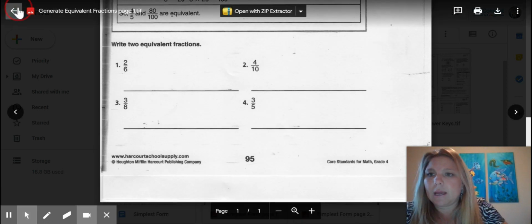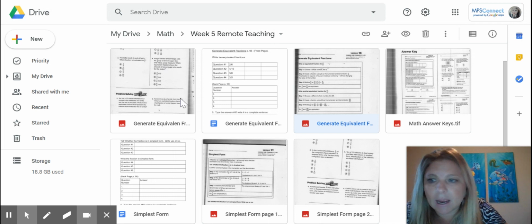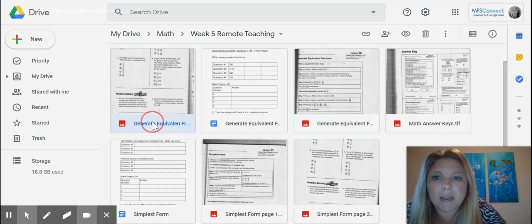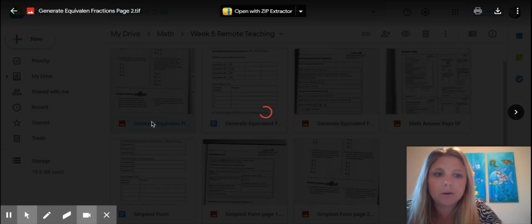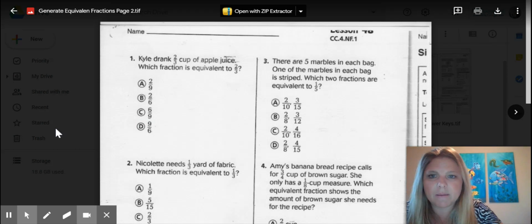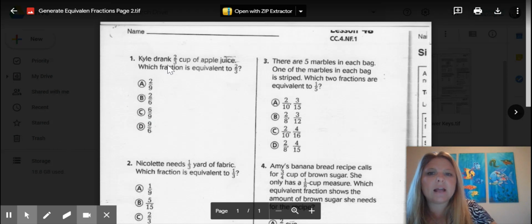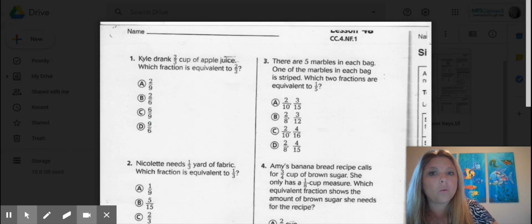So let me go ahead and come on out here, and we are generating equivalent fractions, and so we have page 1 and page 2. Here is page 2 of generating equivalent fractions. Maybe if it wants to come up, there we go. It says Kyle drank 2/3 cup of apple juice. What fraction is equivalent to 2/3?